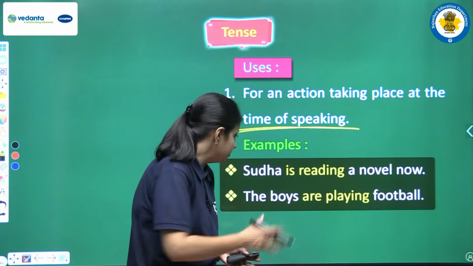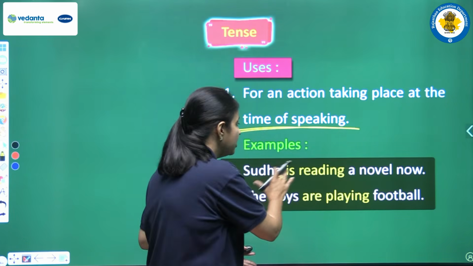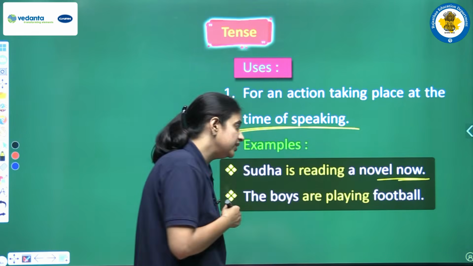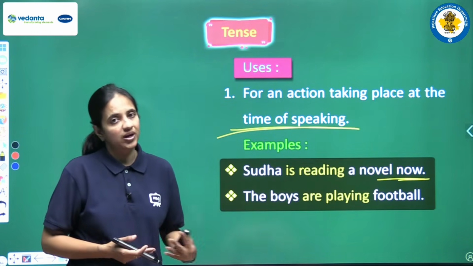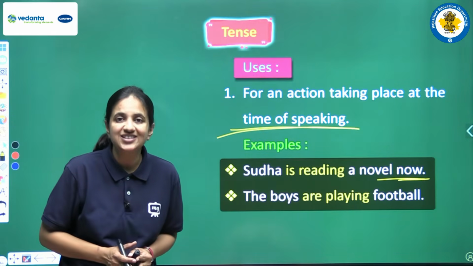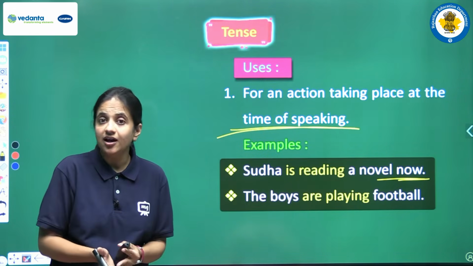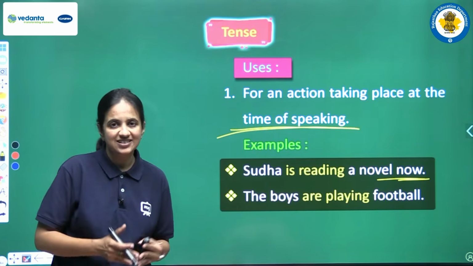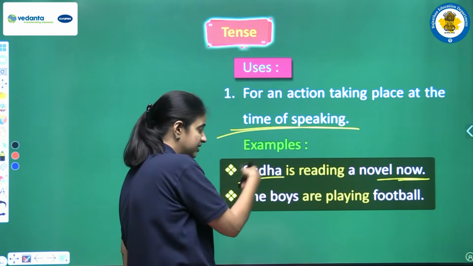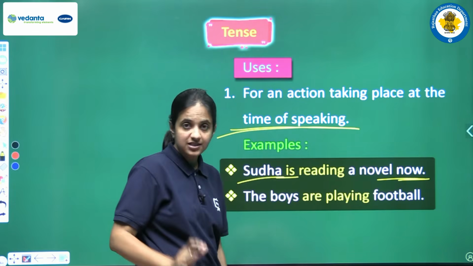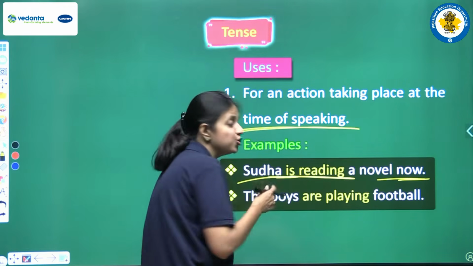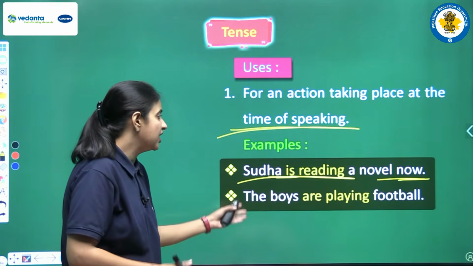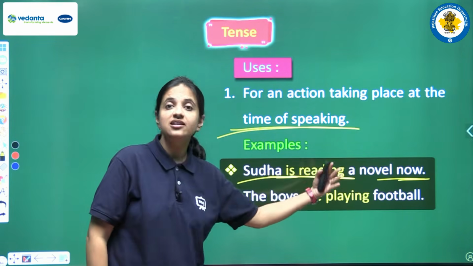So let's see the first example: Sudha is reading a novel now. So we are having one word now here. Now is a word that shows that this action, this work, is going on right now. So this is the reason that we will use present continuous tense in this sentence, and Sudha is a singular subject. So yes, we will use is and first form plus ing. Read plus ing, it will be reading. So our sentence will be: Sudha is reading a novel now.